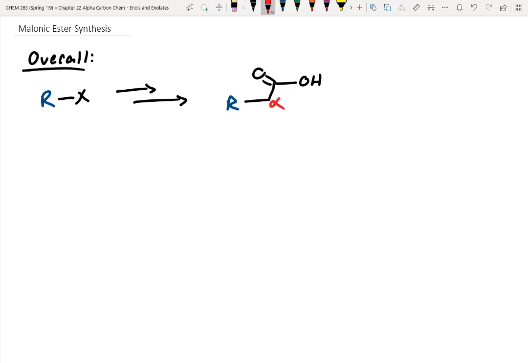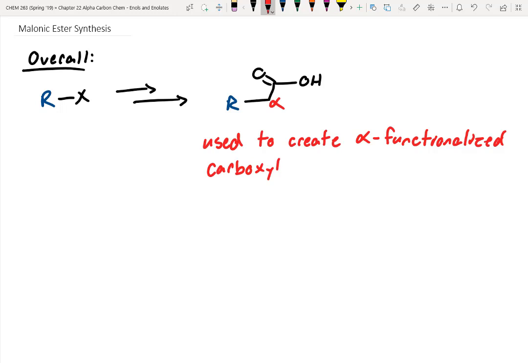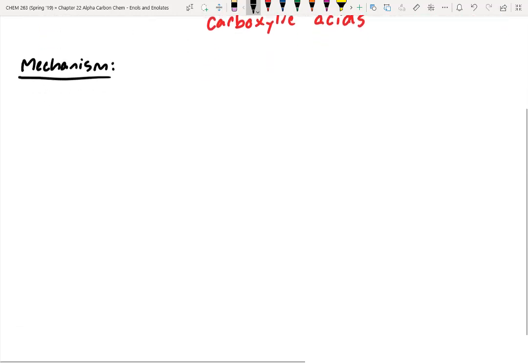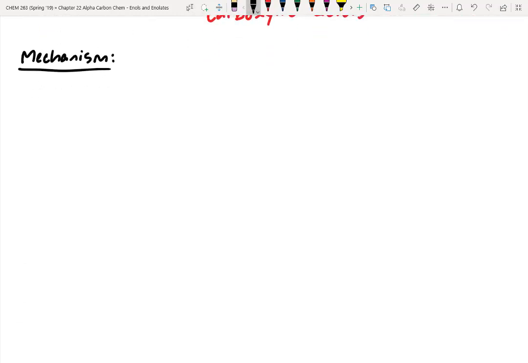All right, so now let's try to make sense of what's going on with the mechanism. All right, the first thing we're actually going to do is use this other reagent.